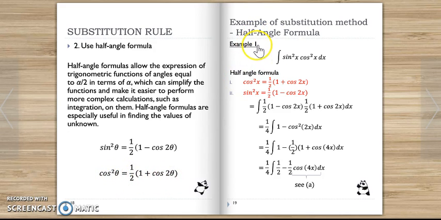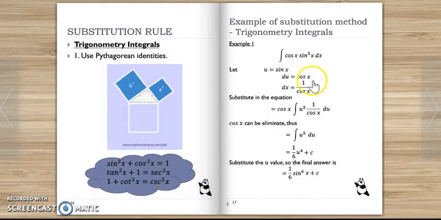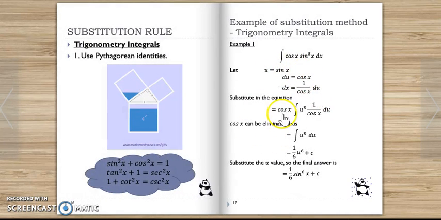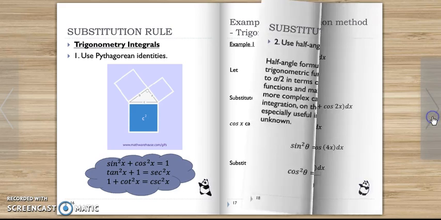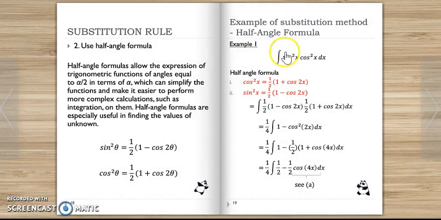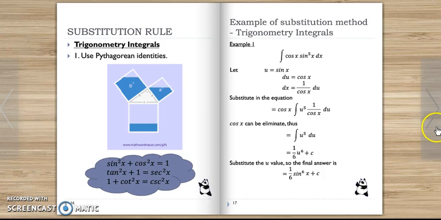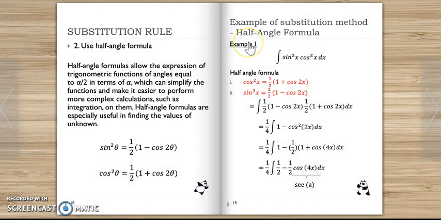Okay, example 1, sine 2x cos 2x. If you want to do it like the previous example, it will be hard because we can't cancel the cos x. If we cancel, we will have either the sine x or the cos x, so we cannot use the previous method. So in this method, we have to use the half angle formula. We choose sine squared x, so we just substitute. Then cos squared x, we just substitute.